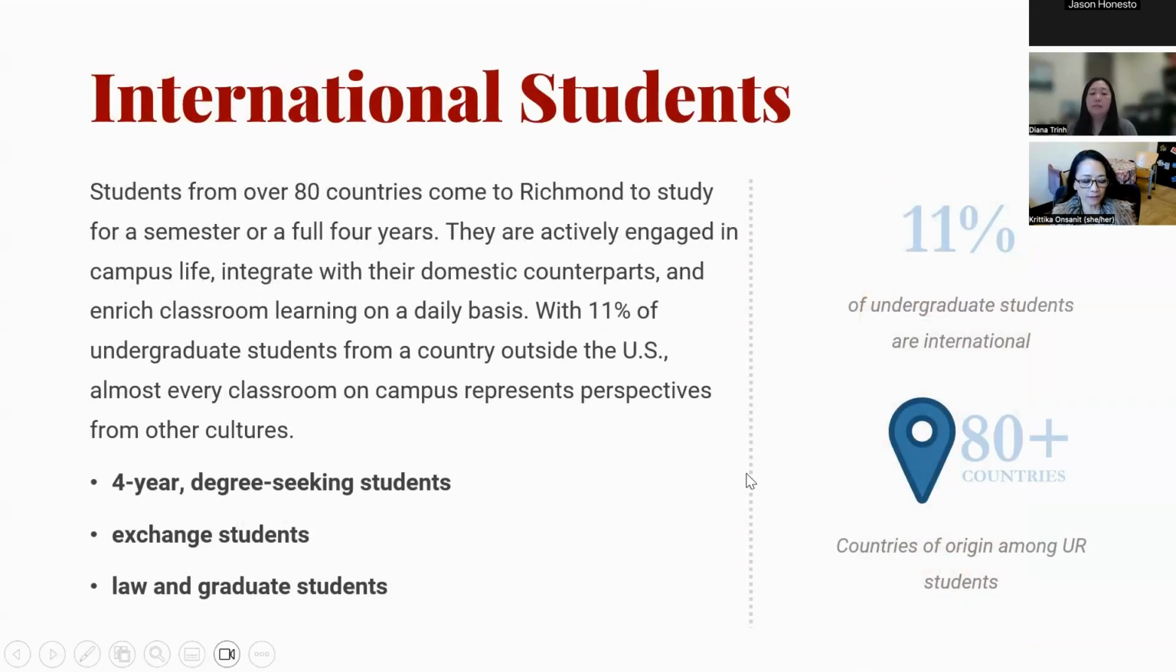And in terms of the numbers of international students on campus, for several years we've had over 80 countries represented. And we have a combination of students. The majority are going to be like yourselves, those 4-year degree-seeking students who are here for a bachelor's degree. But we also have exchange students. These are students who come from our partner institutions for 1 or 2 semesters. And then we do have a smaller number of law and graduate international students. The undergraduate students make up about 11% of our total undergraduate population.